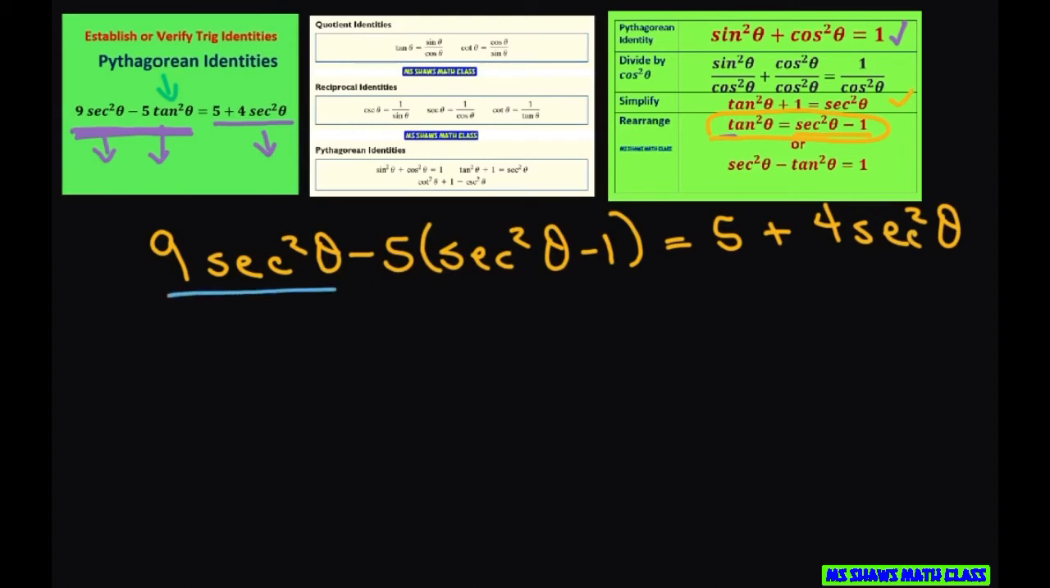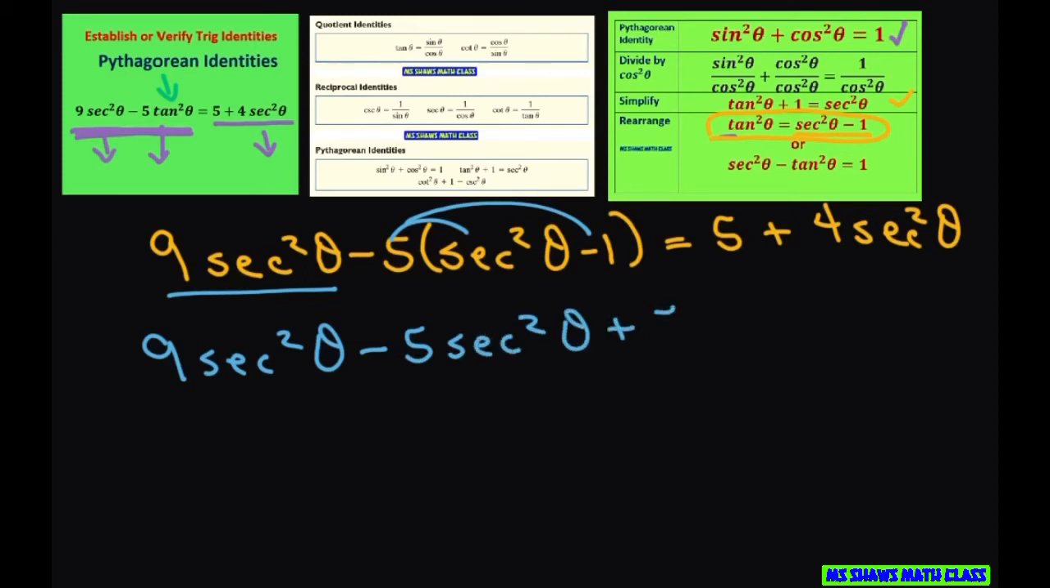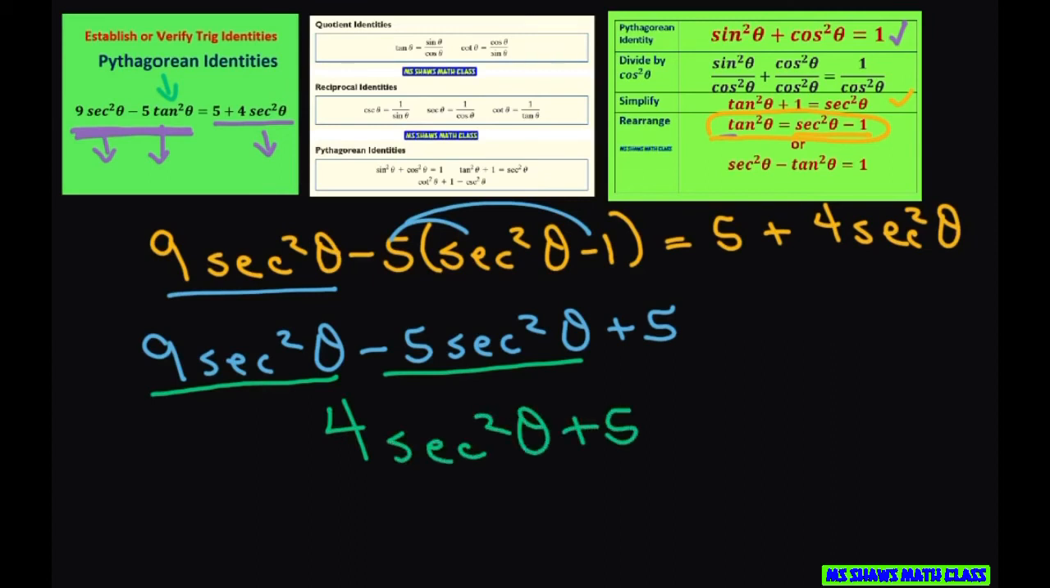So we're going to write this down again: 9 secant squared of theta. Distribute that negative 5. You get minus 5 secant squared of theta plus 5. All right, 9 minus 5 of those is 4 of those, so you get 4 secant squared of theta plus 5. So it does match up here. Or you can just rearrange it if you want, because it's a positive.